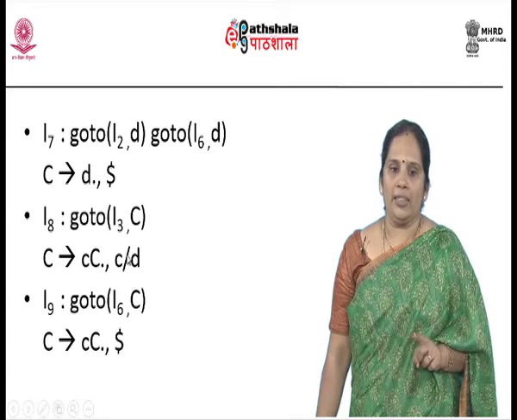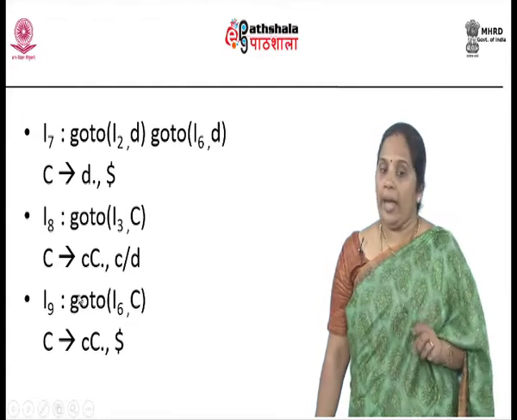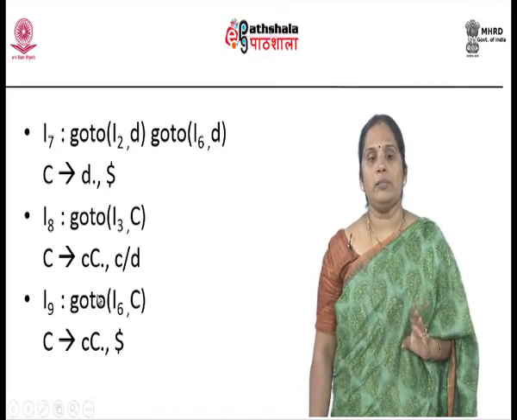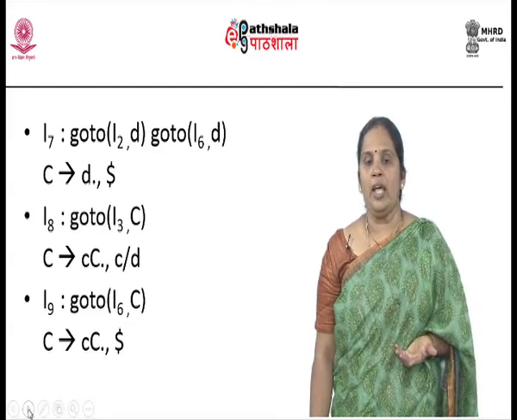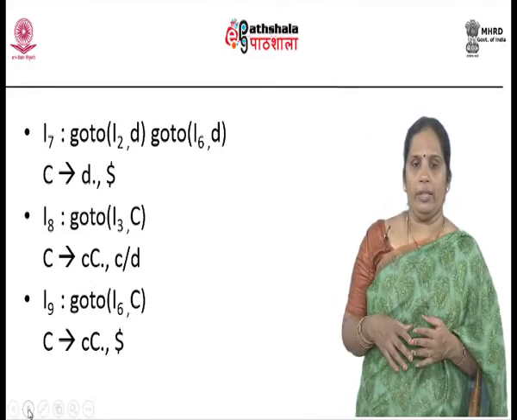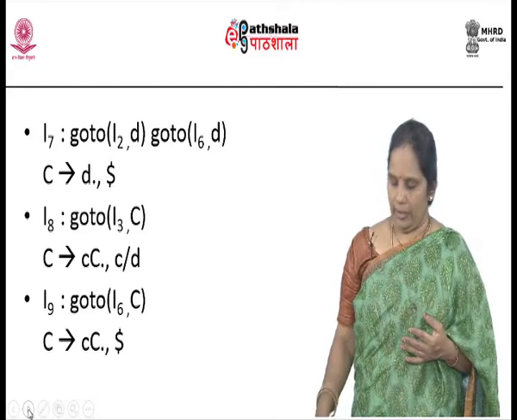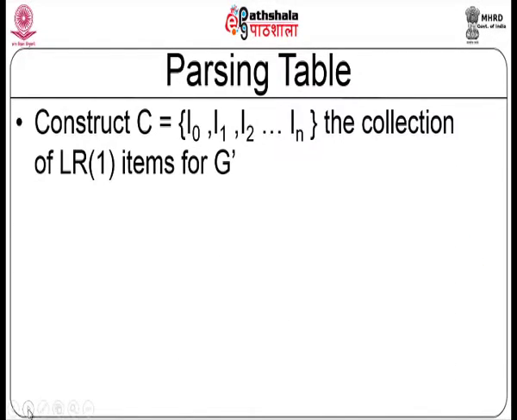I8 has a look ahead of C slash D, I9 has a look ahead of dollar. The item remains the same, but still it is considered a different item only because the look ahead is going to be different. Okay, so this is the advantage of canonical LR parser. It results in so many items, which gives a powerful parser. After constructing the item set, now I have to construct the parsing table.